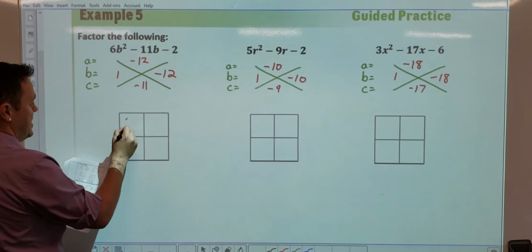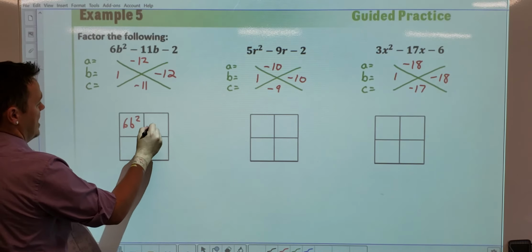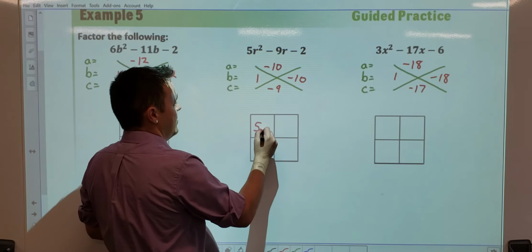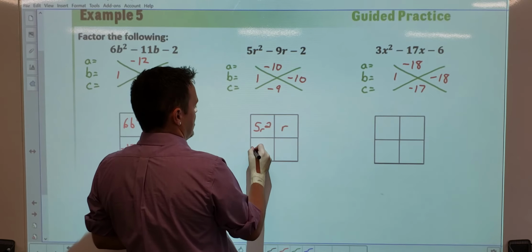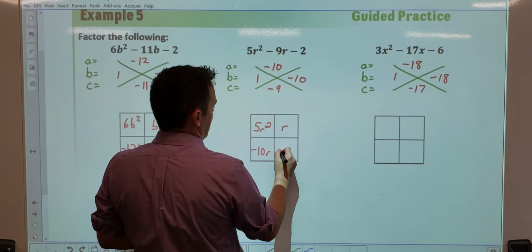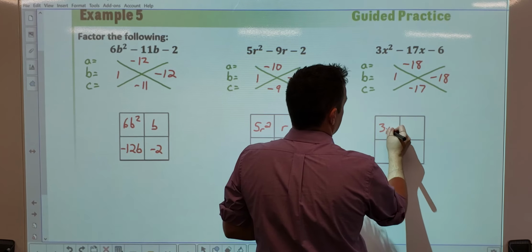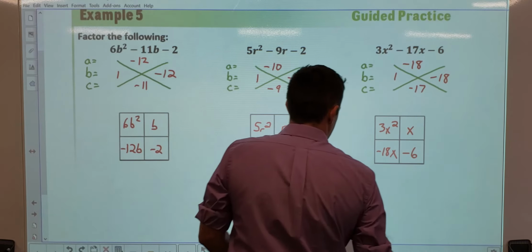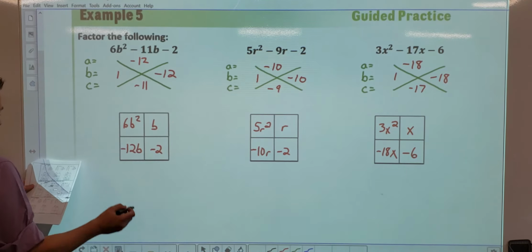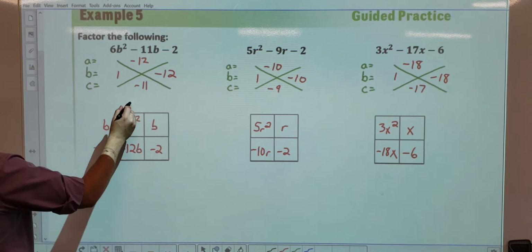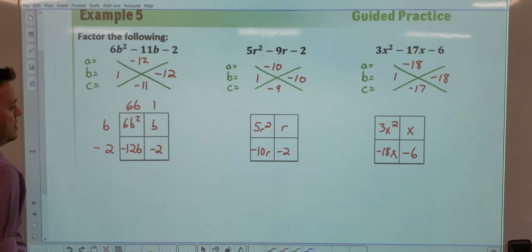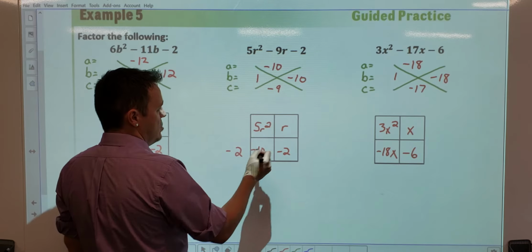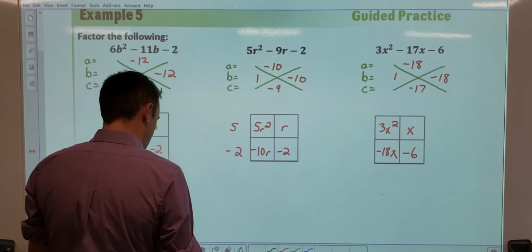So now on here, it'd be 6b squared. This would be just a b, negative 12b, and a negative 2. 5r squared, and then just r, and then just negative 10r and negative 2. 3x squared and negative 6, and then just an x and negative 18x. And now you can do the factoring with it. So the factoring here on this side would be negative 2b, 6b, and a 1. Check the answer on that, you'd be fine. Going left to right would be negative 2. It'd be not 5. Whoops.